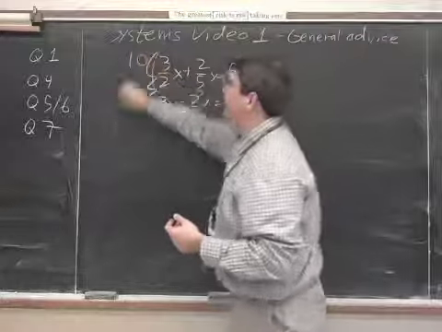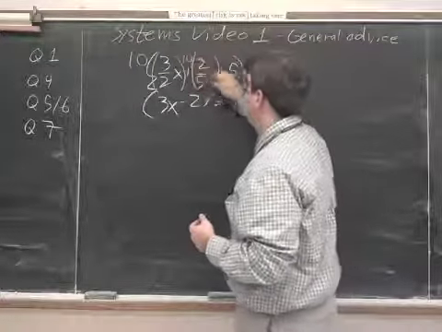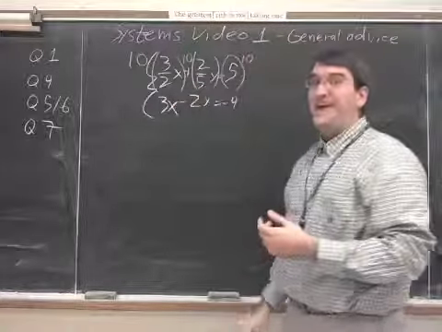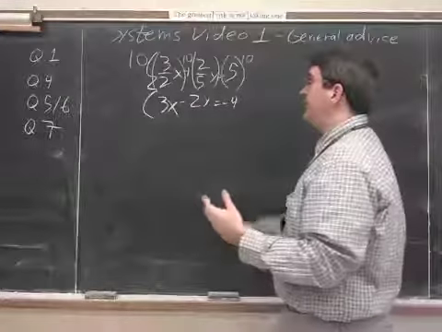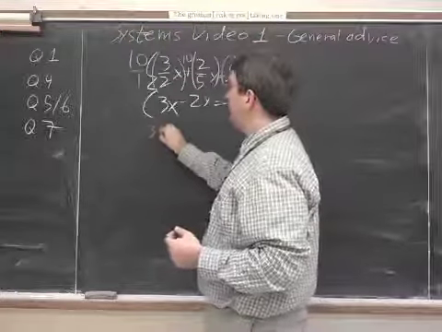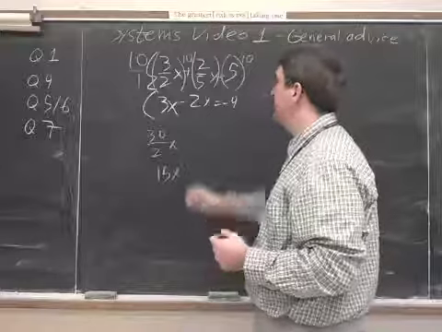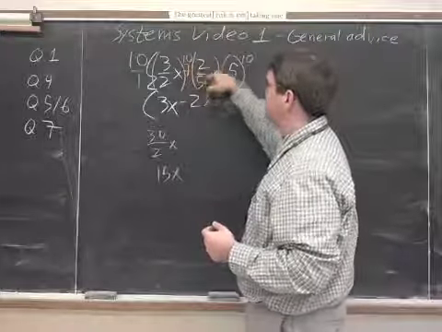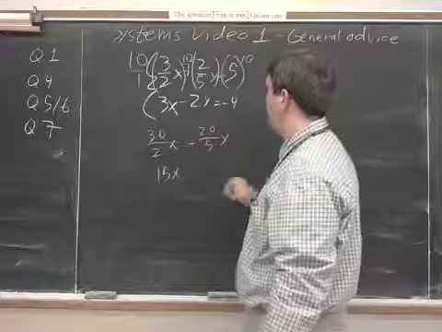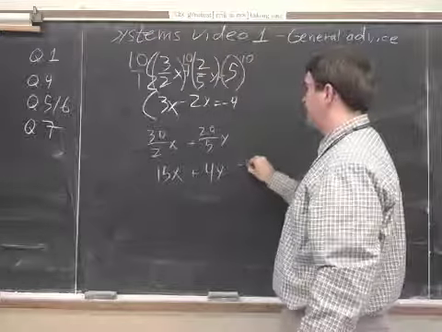But of course, I have to multiply everything by 10. I can't just multiply one term by 10, and I certainly can't multiply this by 2 and this by 5. I have to multiply everything by 10. So I do that now. 10 over 1 times 3 over 2 gives me 30 over 2x, which becomes 15x. 10 over 1 times 2 over 5 turns into 20 over 5y, which becomes 4y. And then 10 times 5 is, of course, 50.